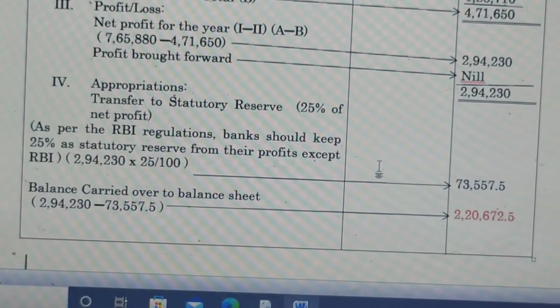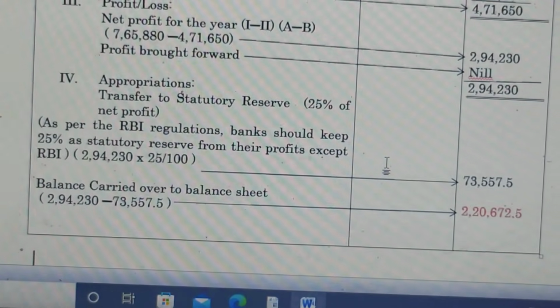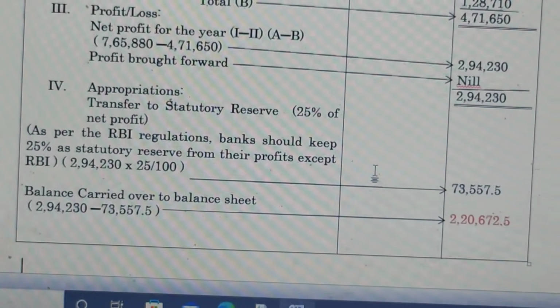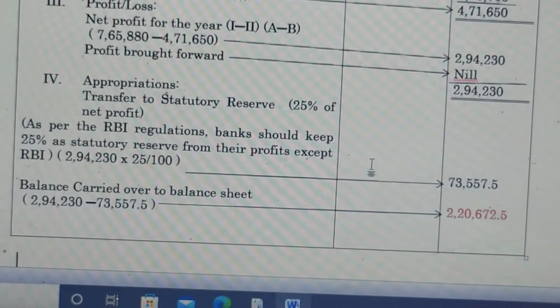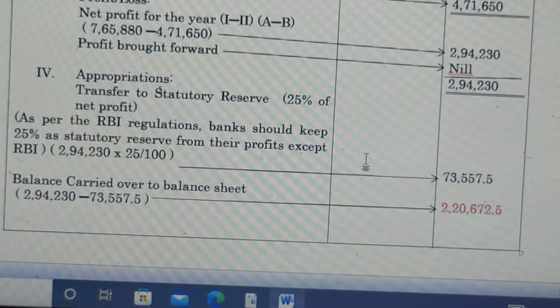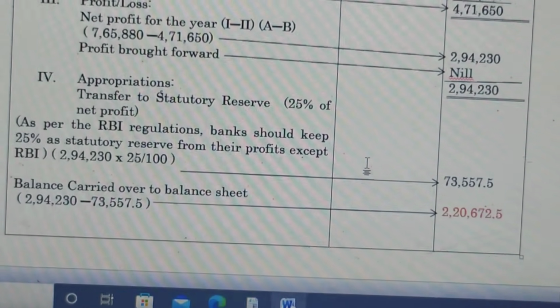Then we have to find out the balance net profit amount that will be transferred to the balance sheet of the bank. So the net profit amount of the bank is 2,94,230 minus 73,557.5. We get the difference amount of 2,20,672.5. That amount will be transferred to the balance sheet of the bank. That's all.